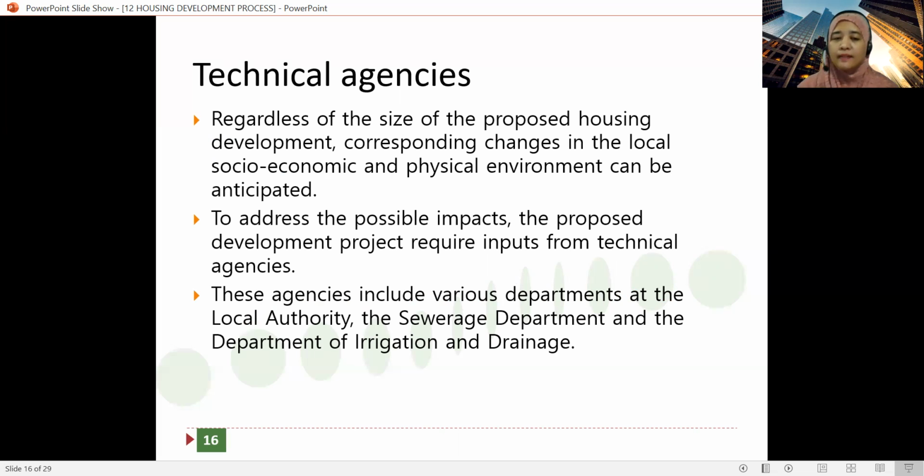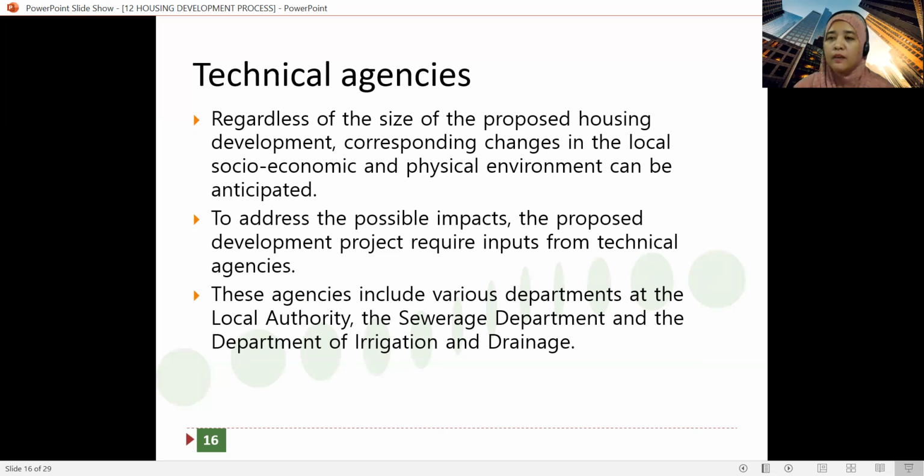Now, technical agencies, regardless, it says there, regardless of the size of the proposed housing development, corresponding changes in the local, social, economic, and physical environment can be anticipated. Any housing development, doesn't matter how small or how big, of course there are changes in the social side, in the economy side, in the physical side. Smaller ones also have. Because smaller housing developments, if you accumulate 1 unit, 2 units, 3 units, eventually it becomes 100 units, right. So regardless of the size, eventually there will be changes, there will be impact on the socio-economy, on the physical environment.